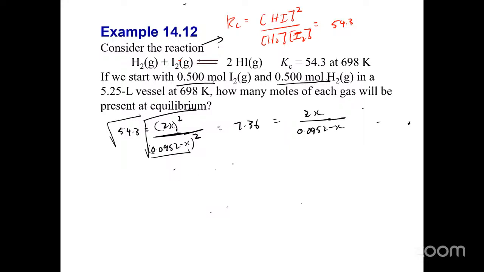So this is 0.0952. Okay, so basically what I'm going to do is cross multiply. I don't know if that's the right term nowadays. You're going to end up with 2x equal to 7.36 times (0.0952 minus x). Then I'm going to distribute the 7.36 among what you have within the parentheses. So 7.36 times 0.0952.